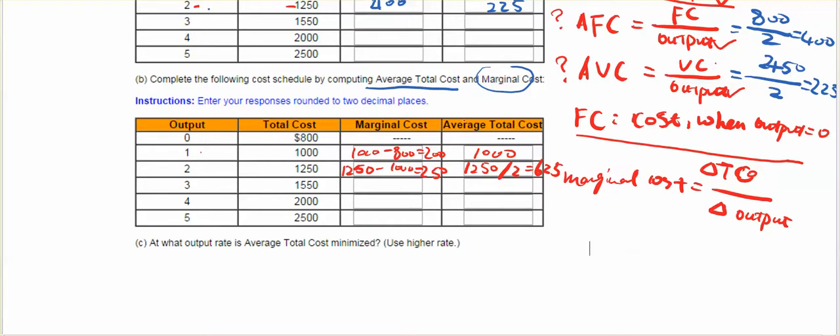You use the same method to finish the rest of the blanks, and you will figure out the last two cells of the average total cost. You will get 500 and 500. However, the third question asks what output rate the average total cost is minimized, and you will find these two numbers are the smallest average total cost. They correspond to 4 units and 5 units. However, which output rate should we choose? Look at here. It asks for the higher rate, so you will choose 5 units.